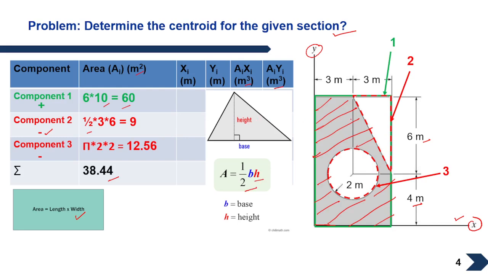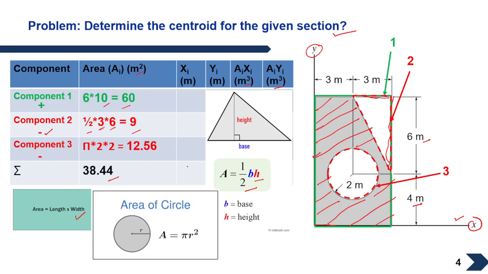Base is this portion we have taken as base. This is 3, so we have written 3 here, and height is this. For this right angle triangle, height is this 6. That's why I've written 6 here, and totally we have got 9.